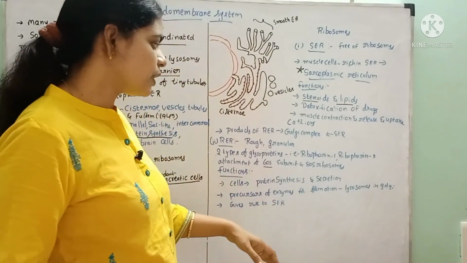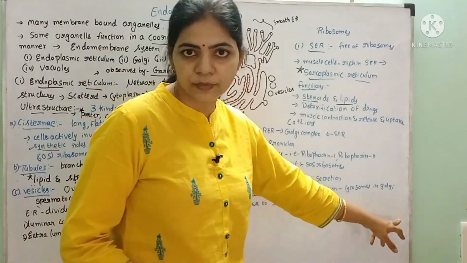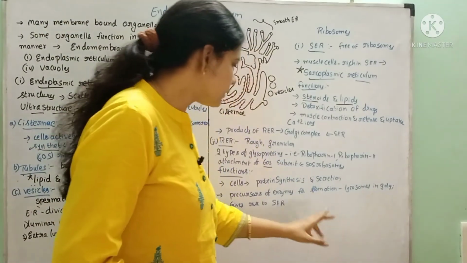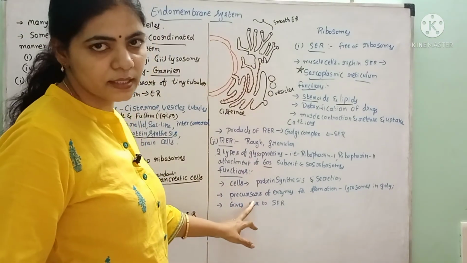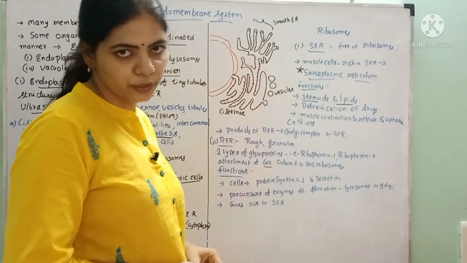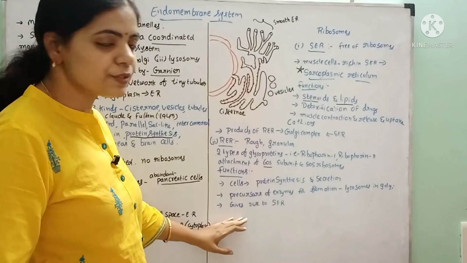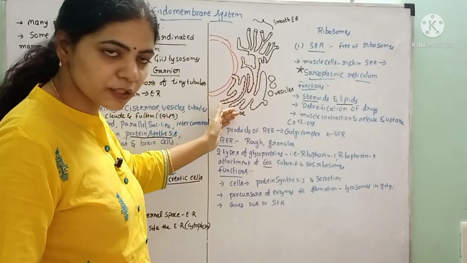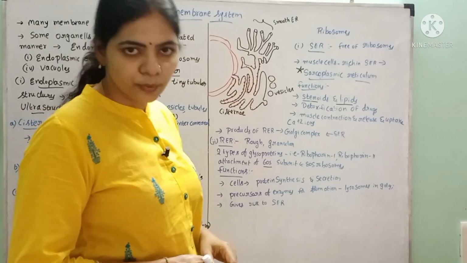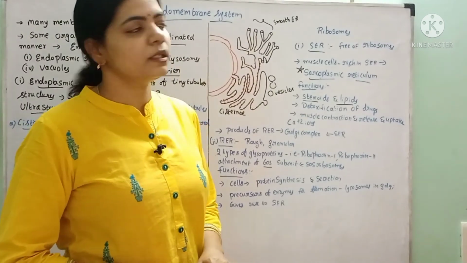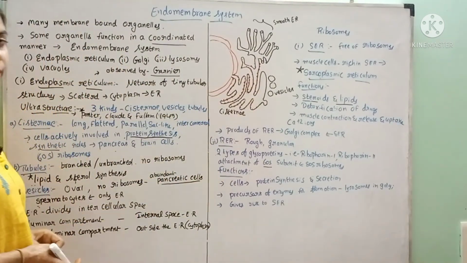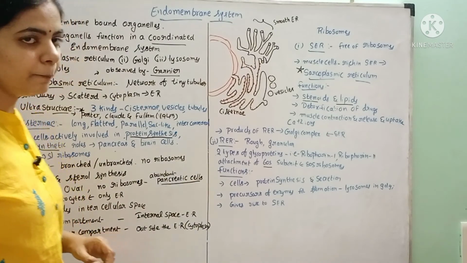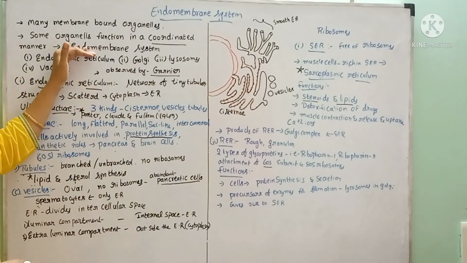Lysosomes are formed from the Golgi complex only. For that, it gives the enzyme precursors to the Golgi complex, and it also gives rise to the smooth endoplasmic reticulum. That means the smooth endoplasmic reticulum develops from the rough endoplasmic reticulum only. So these are some of the properties of the endoplasmic reticulum, which is present in the endomembrane system.